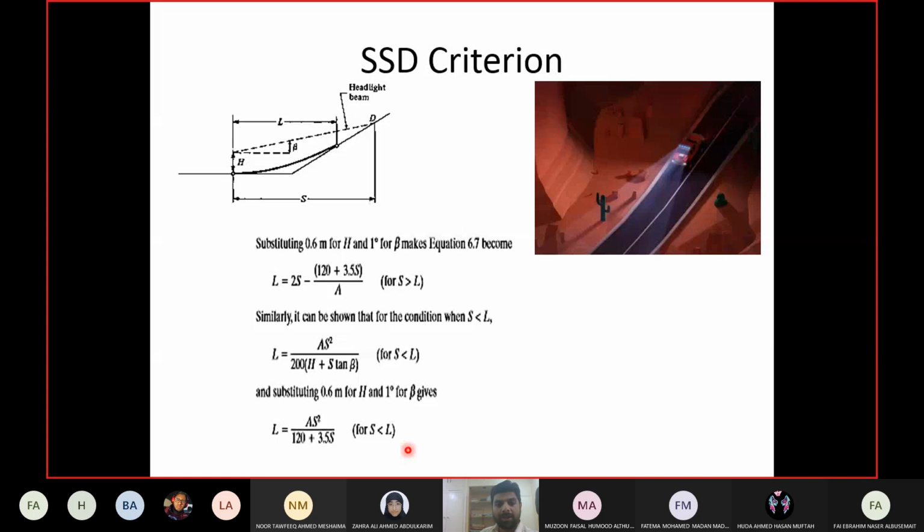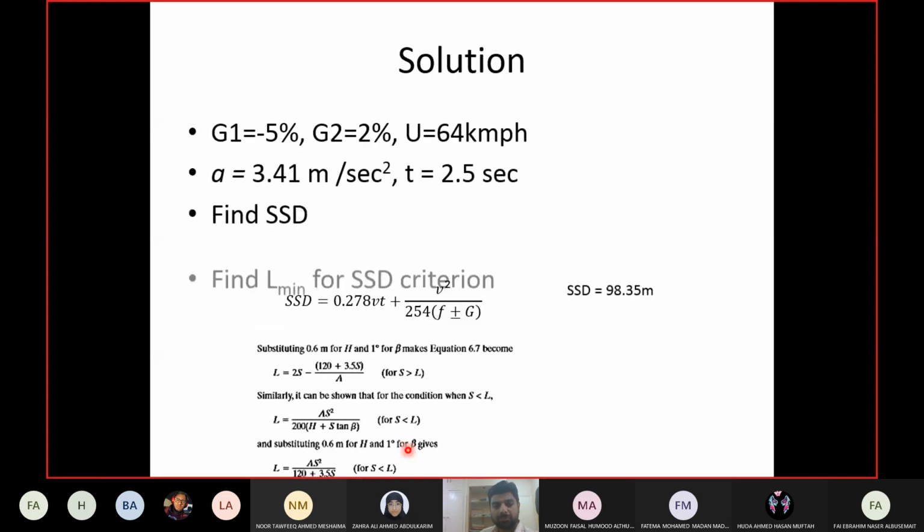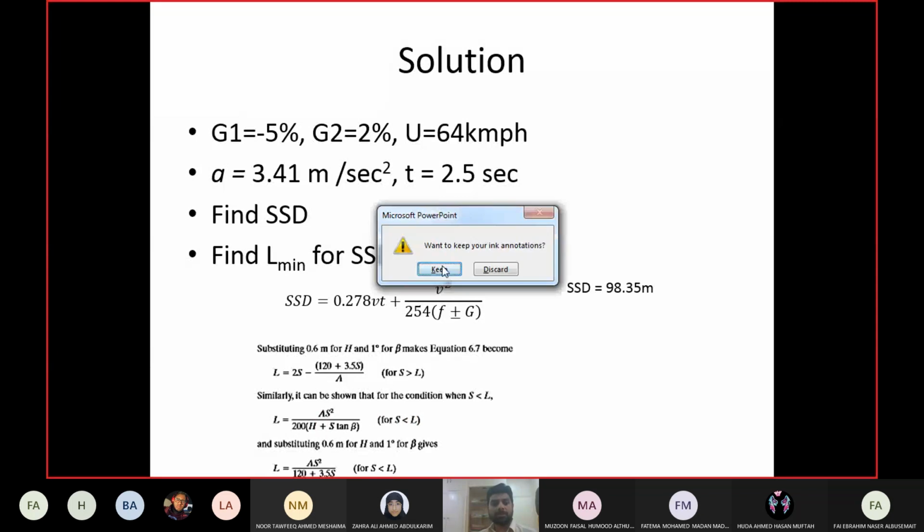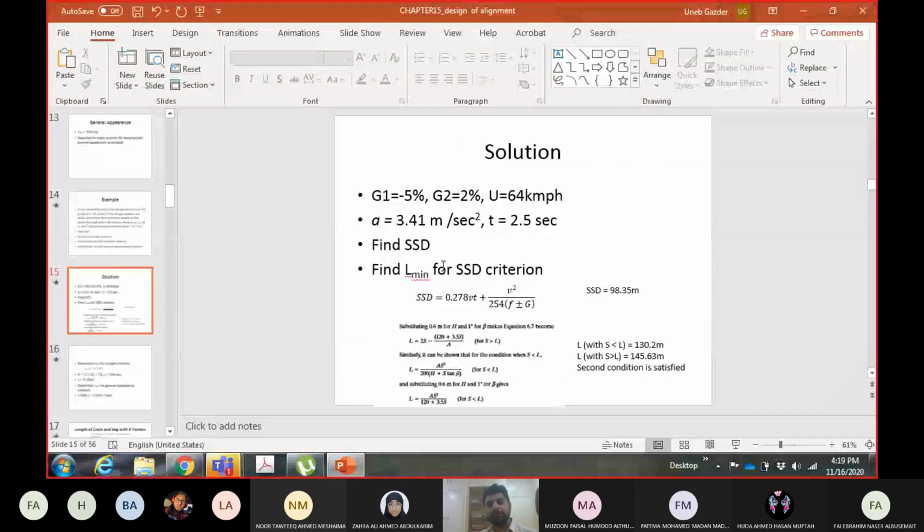So when you try both criteria, you have A, so you need to find A. So A will be the absolute of G1 minus G2, right? G2 minus G1.